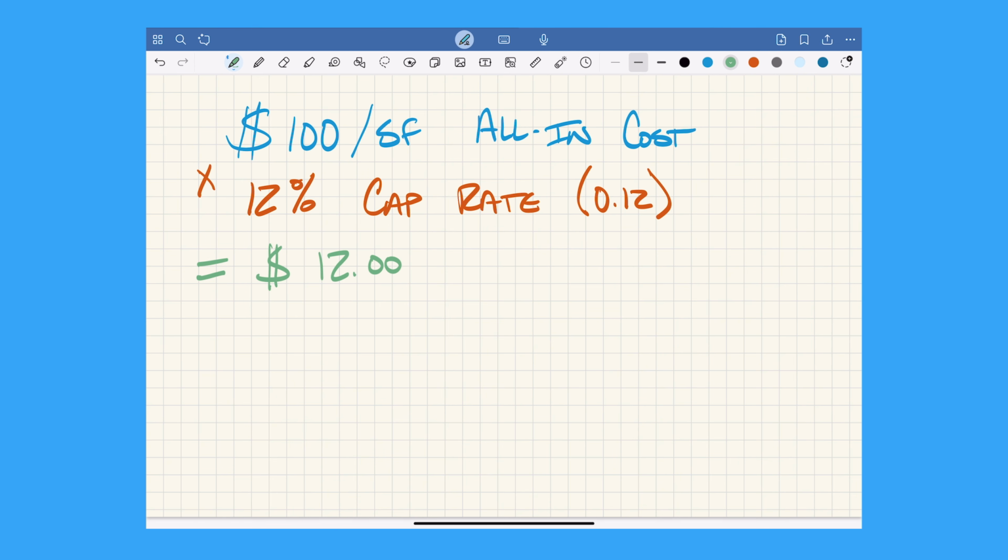That means that I need to be able to rent this space out for $12 per square foot on a triple net lease basis. By the way, if you don't know what a triple net lease is, I've got a bunch of videos on it, but high level, it's a commercial real estate lease structure where the tenants pay all of the expenses of the property, such as the common area maintenance, the property taxes, and the building insurance.